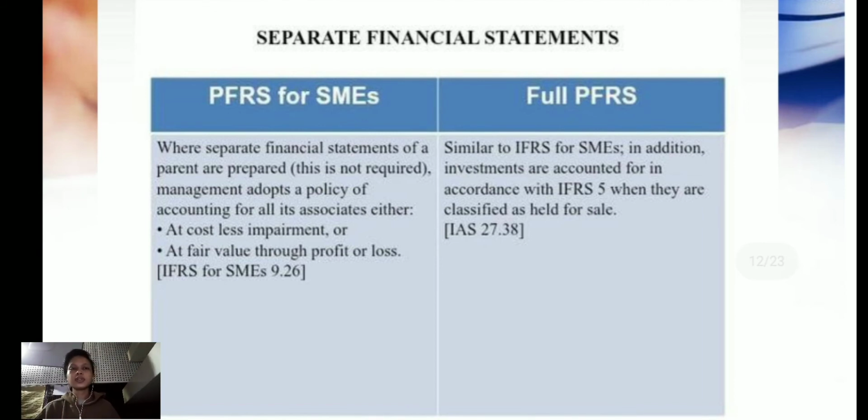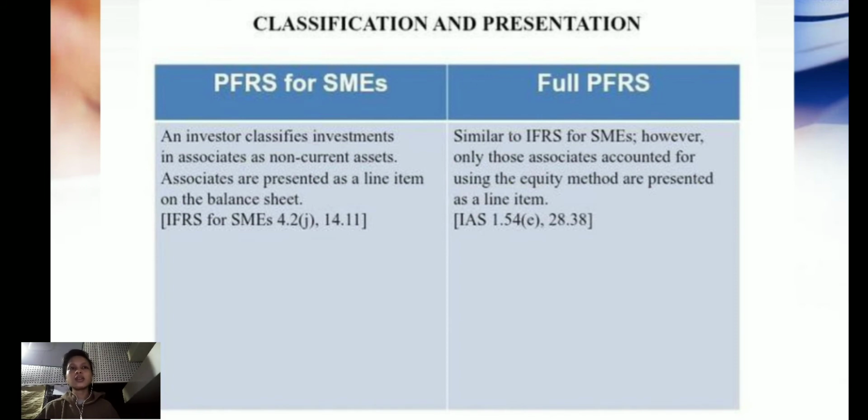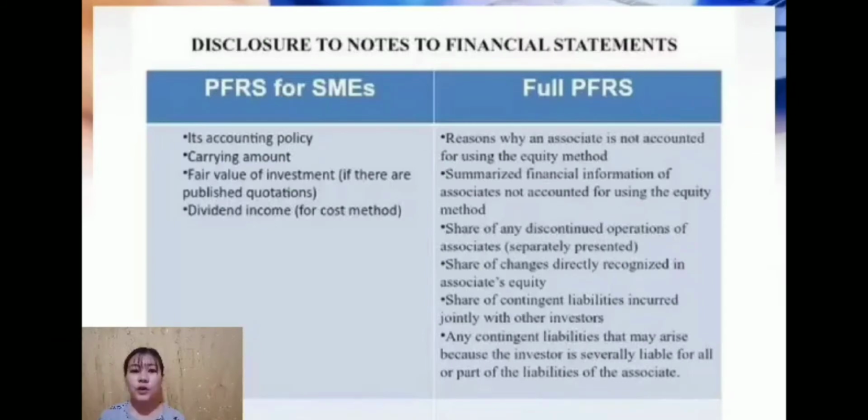For classification and presentation, under PFRS for SMEs, an investor classifies investments in associates as non-current assets. Associates are also presented as a line item on the balance sheet. The full PFRS is similar to that for SMEs; however, only those associates accounted for using the equity method are presented as line items. Now we have disclosures in the notes to financial statements.